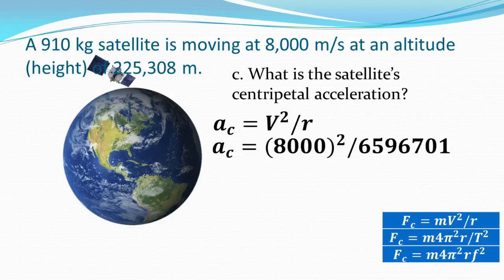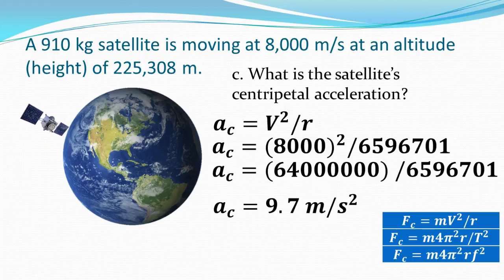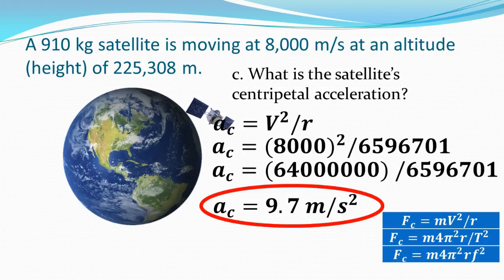Now I just plug and chug. The velocity is 8,000 meters per second. I know the radius. I calculated that by adding the satellite's altitude to the Earth's radius. I'm going to take care of my exponents first, then take care of division. Leaves me with an acceleration of 9.7 meters per second squared, which, considering this object is kept in a circular path or orbit around the Earth by gravity, it's interesting that it comes out to be very close to gravity's acceleration.